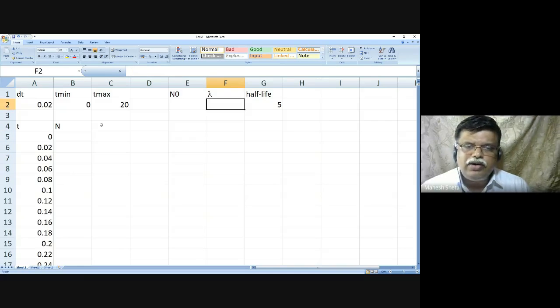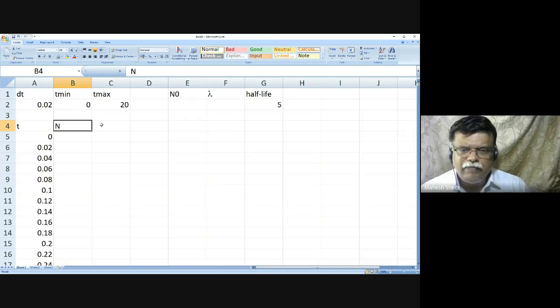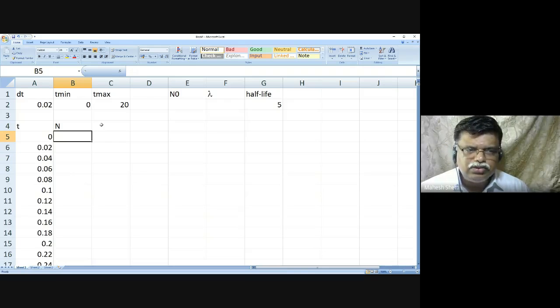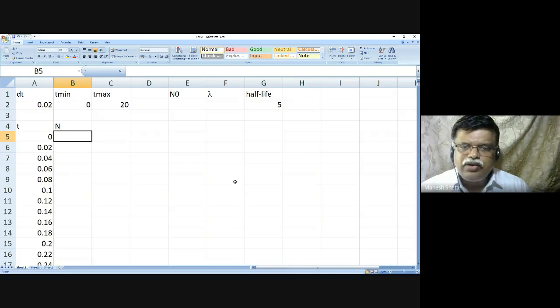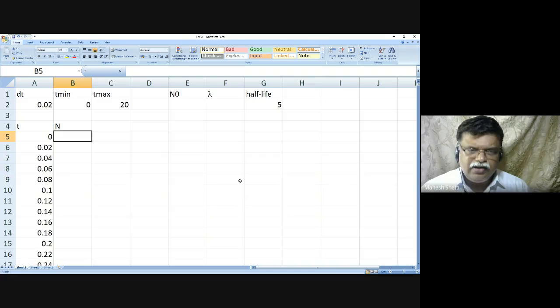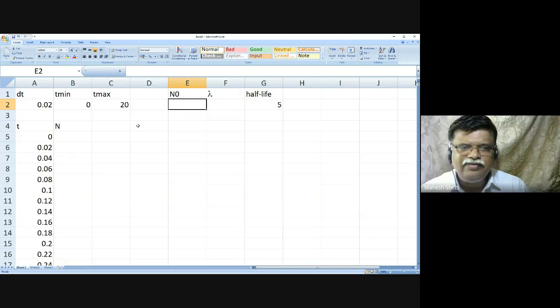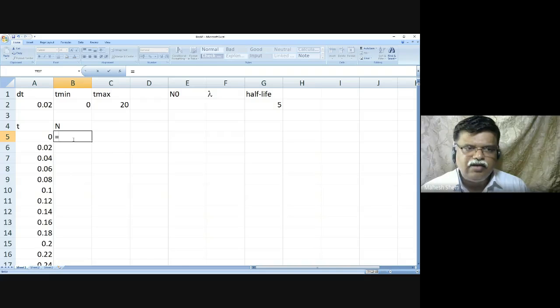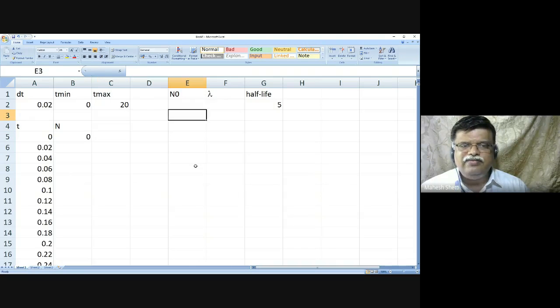Now I have to solve this problem. I'm not going to solve it analytically. You know the solution, you know it is an exponential solution, but see how we are going to do it. Looking back, my first value at t equal to 0 is going to be equal to n0. So I'll just say this is equal to n0. Now what is the n0 value?